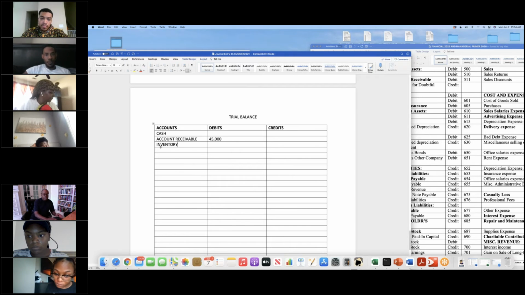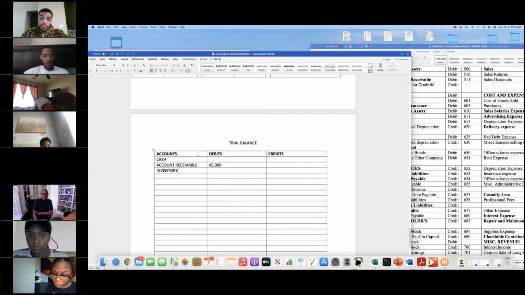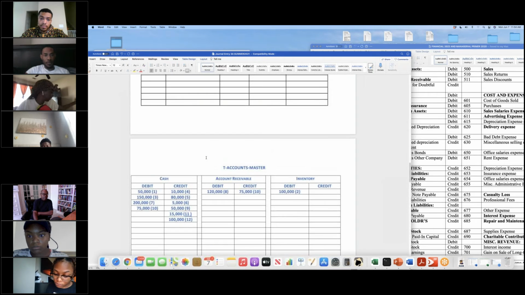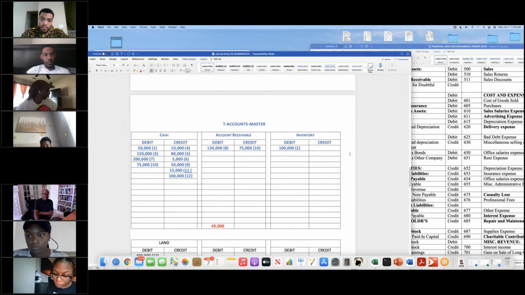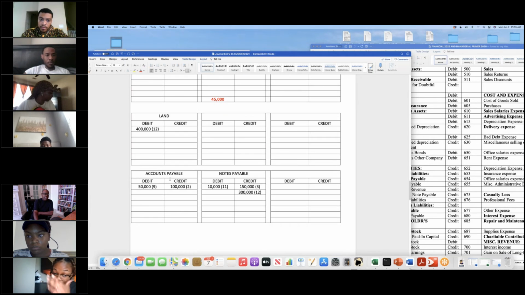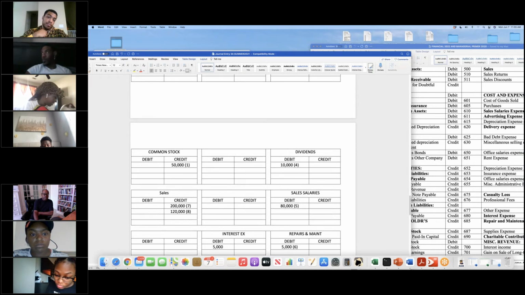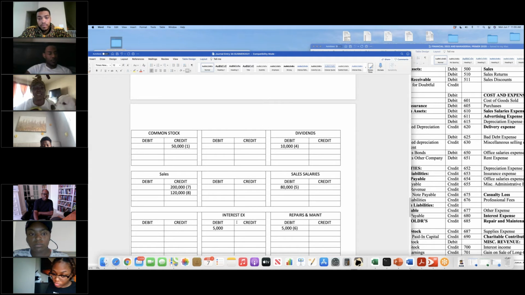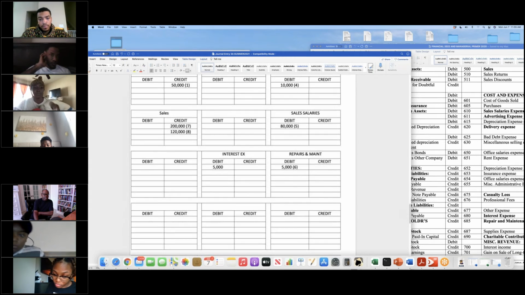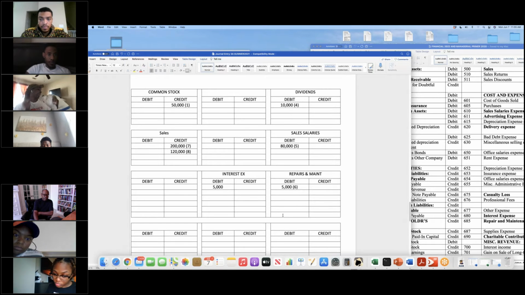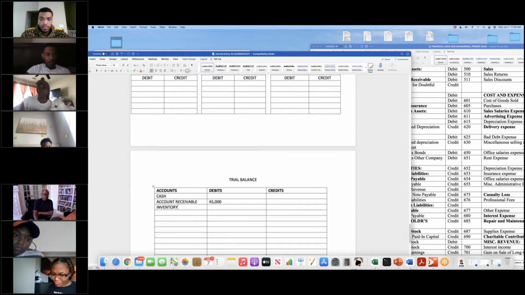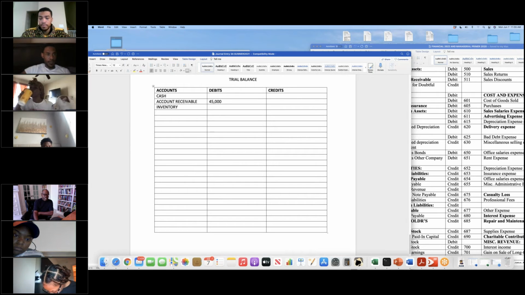So what I want everybody to do now is to go through, put each one of these accounts in the trial balance with their balance: cash, receivables, inventory, land, account payable, note payable, common stock, dividends, sales, salaries, interest expense, repairs and maintenance. I want you to get the balance in each of those accounts, put them in this trial balance, and give me a total that's equal. So you're gonna come up with your totals.